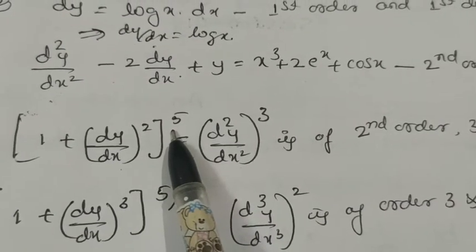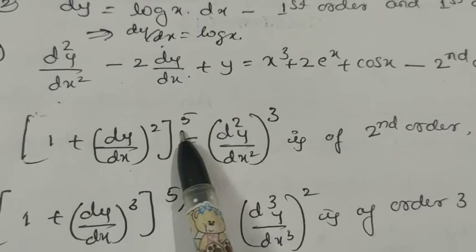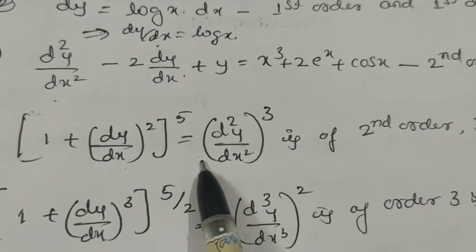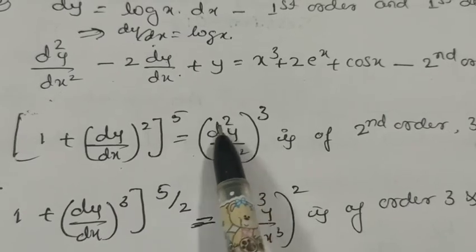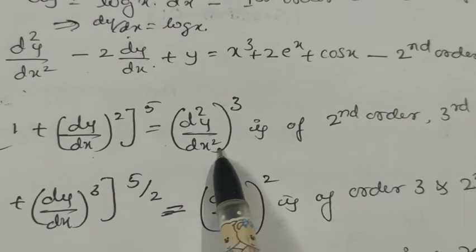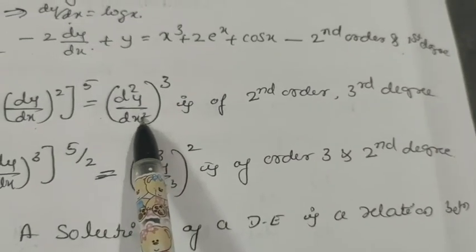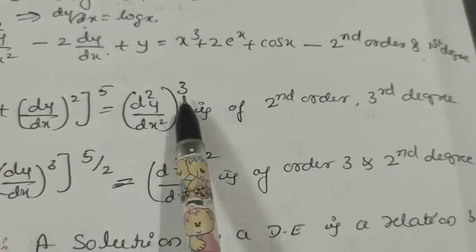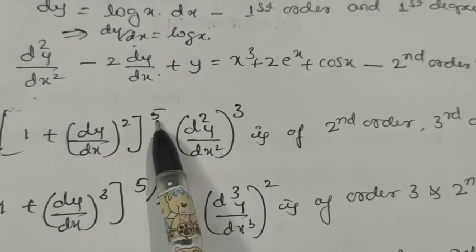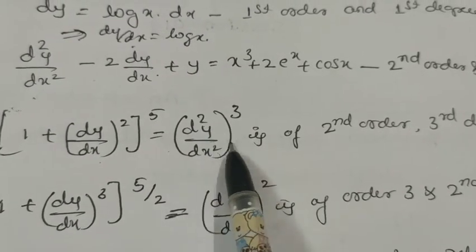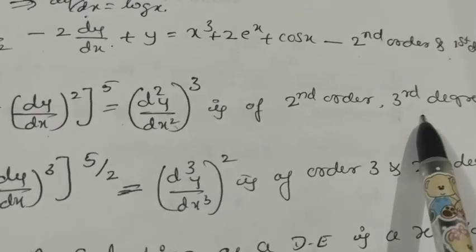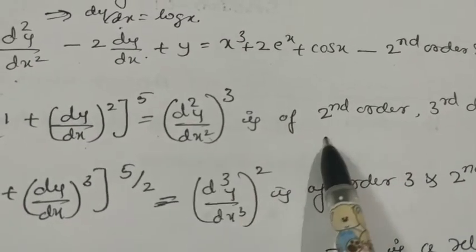Let's simplify this one. What you have to do is, first find the order of this differential equation. Order means the highest derivative present in this equation, which is d2y by dx square. So it is second order. And while finding the degree, you have to concentrate on this only, and its power is 3. Don't take this other power, because here the highest derivative is d2y by dx square. You have to see its power only. So the degree of this differential equation is 3. Therefore the order is 2 and the degree is 3.